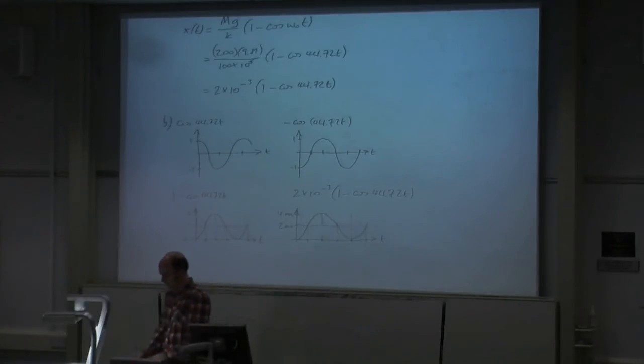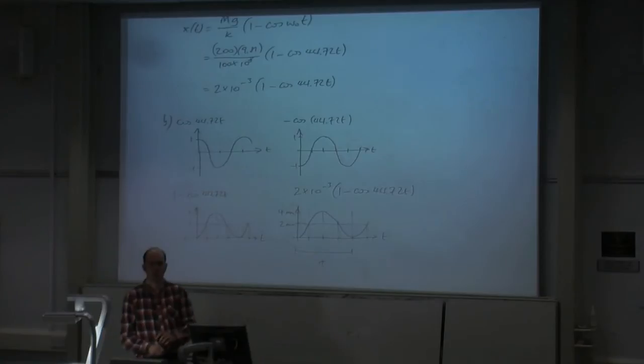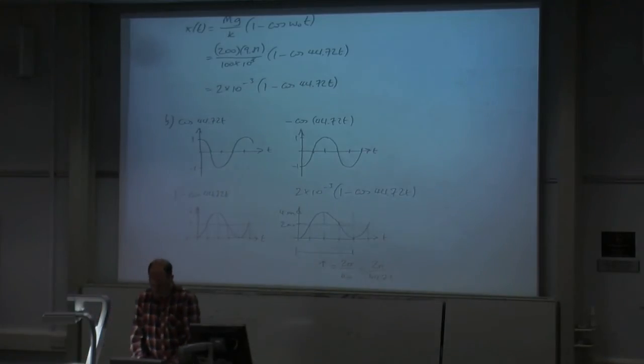What's the period? What's this value here? Out of interest, you should know this equation by heart. So it's 2 pi divided by 44.72, which I'm sure you can calculate if you had a calculator.